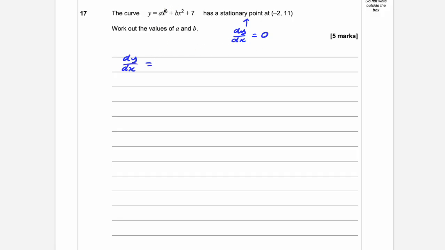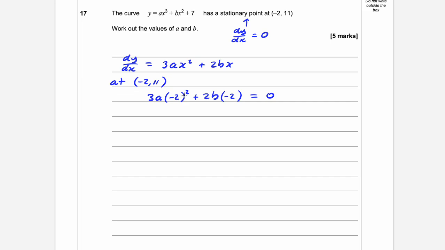So it's multiplied by the power, guys, 3ax squared. Subtract 1 from the power. Multiply by this power, 2bx. And then the derivative of 7 is 0, so that disappears. So at (-2, 11), dy/dx is 3a(-2) squared plus 2b(-2), and this equals 0.